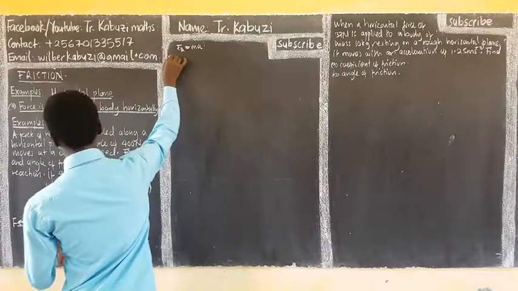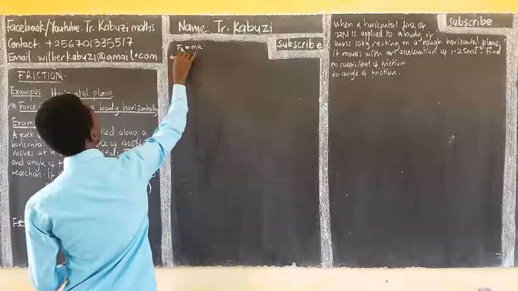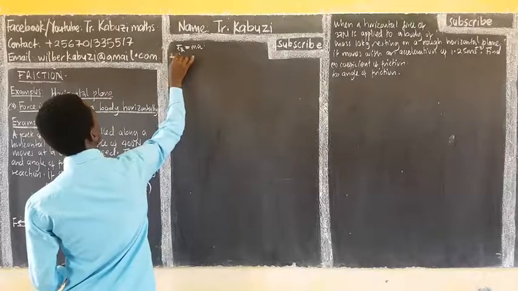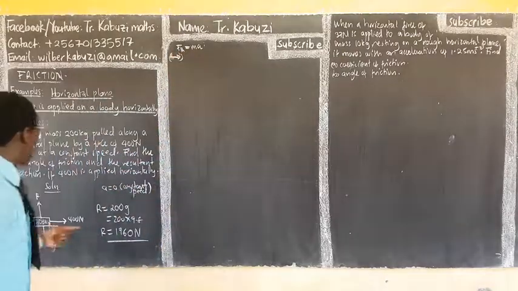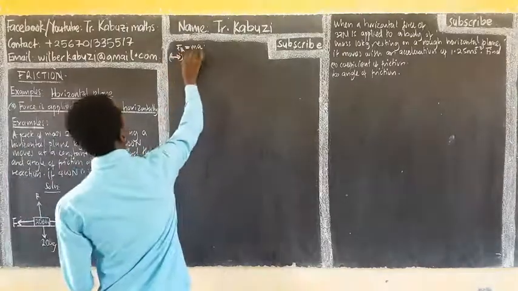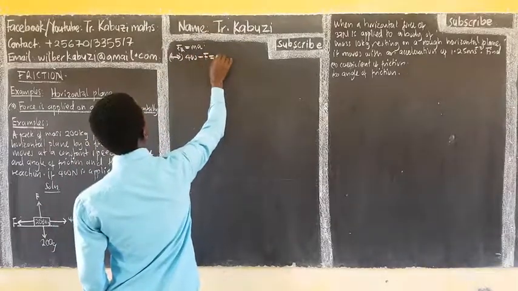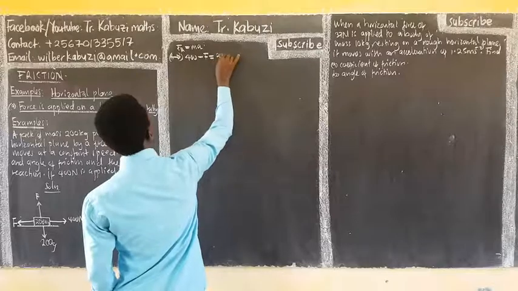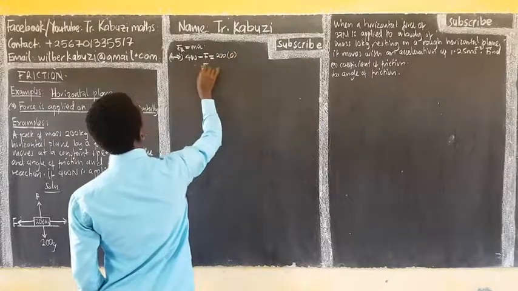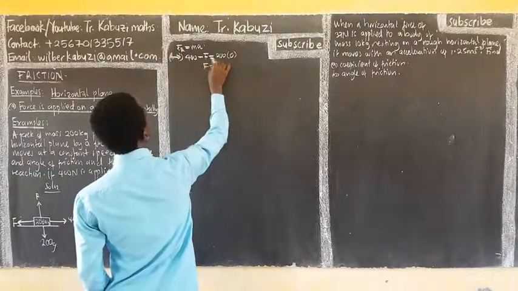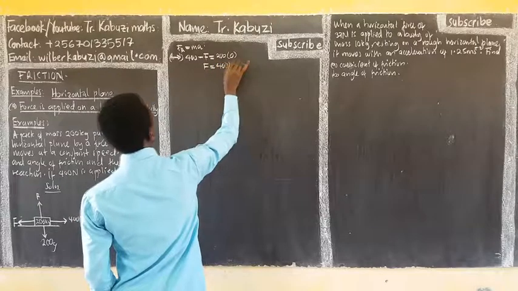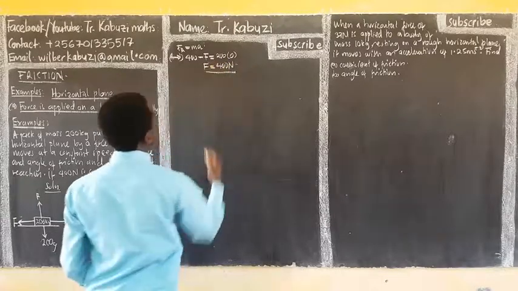So let us consider going in this direction. Okay, direction of motion is in this direction, like this. So we are going to be having 400, then minus the force which is opposing, equaling to mass, which is 200 times 0. So start from there, our F is going to be 400 newtons. This is the basic of this question.